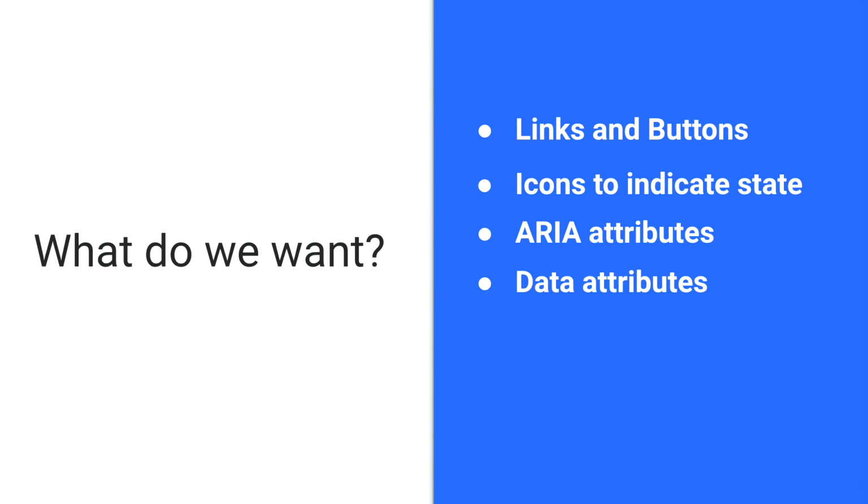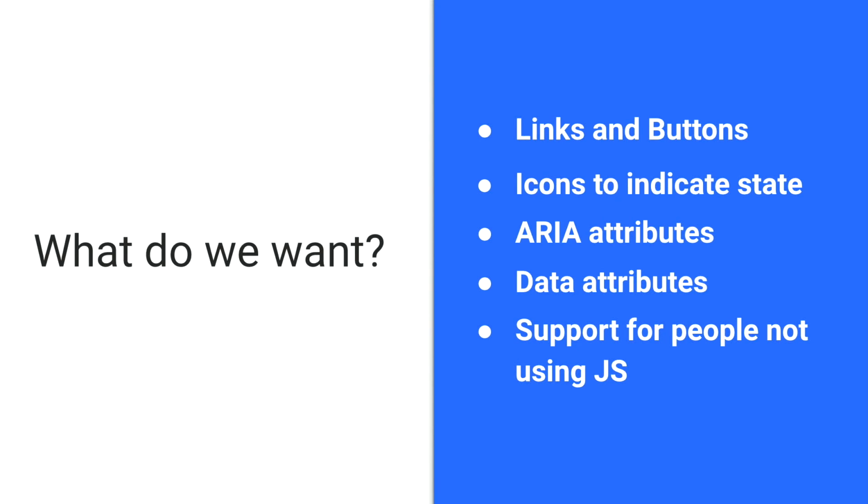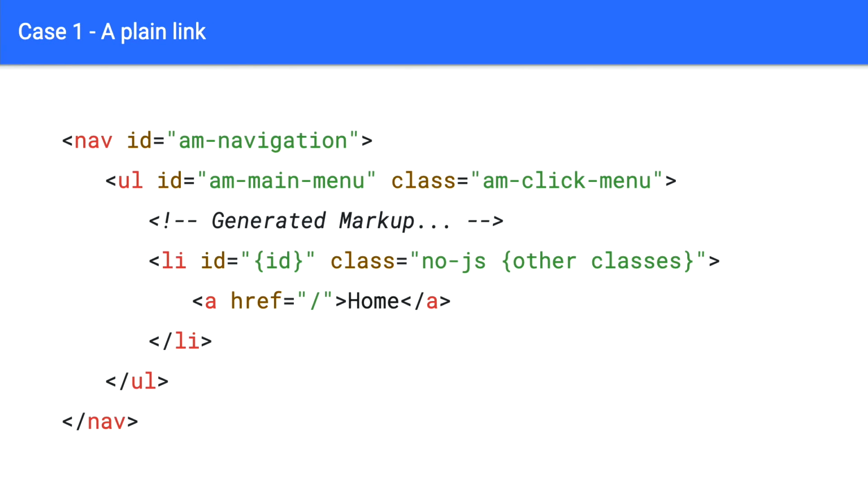Data attributes are helpful when it comes to both styling and JavaScript, because they give CSS an additional piece of information to work with. They also give JavaScript something to target, and you can change the data attribute to suit your needs. And again, we wanted to support people who don't use JavaScript. So let's see how this markup appears in some code.